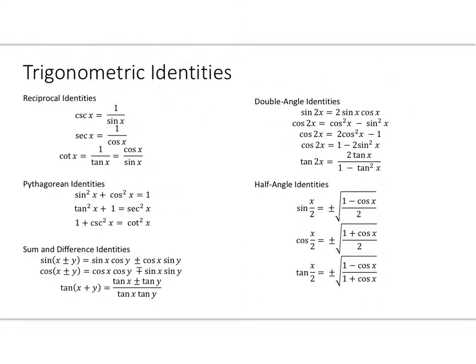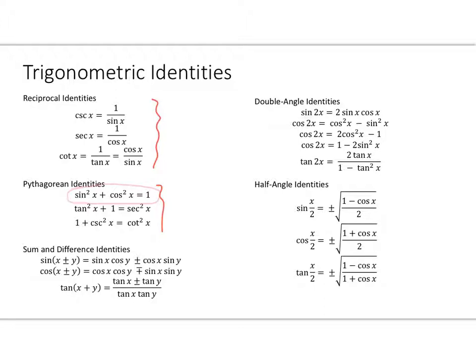Okay, so here for reference are all of those trigonometric identities. You have all of your reciprocal identities. Up here are the Pythagorean identities that we need to know. Again, the one I think is the most important to know is to make sure we know sine squared x plus cosine squared x equals 1, and the others fall out of that. We have our sum and difference identities, our double angle identities, and our half angle identities.